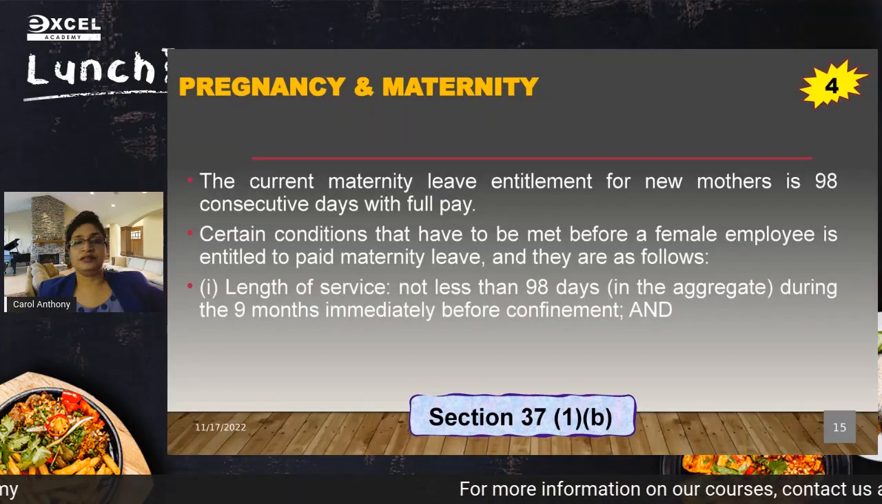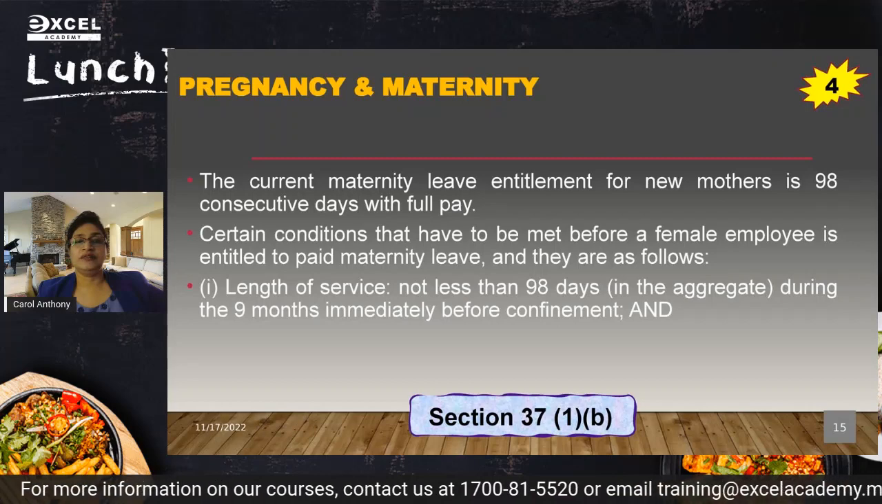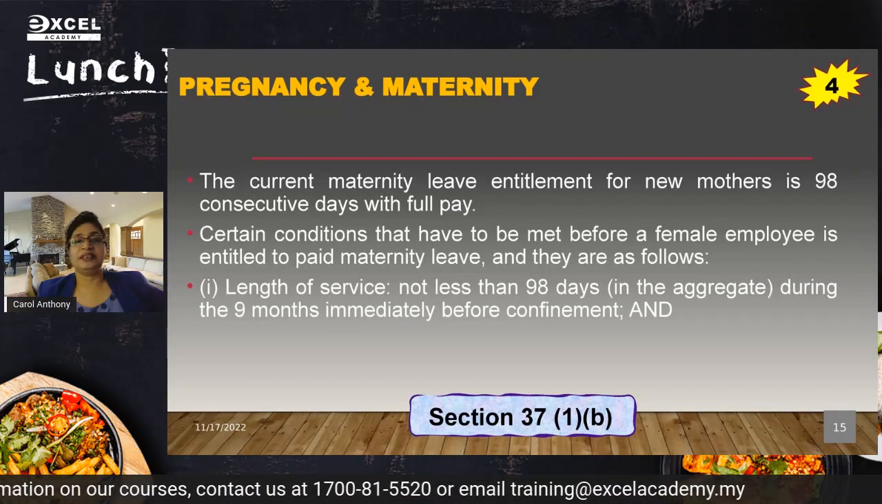Okay, let's move on. This is section 37, Fourth Amendment, pregnancy and maternity.